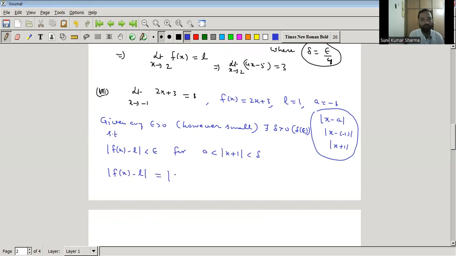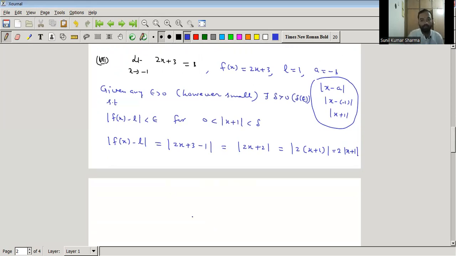What is f(x)? This is 2x plus 3. And what is L? This is 1. So this is equal to mod of 2x plus 2, and we can take 2 common. This is x plus 1. And that is equal to, again, we can take mod of a into b as mod a into mod b. And mod of 2 is 2. So we get 2 mod x plus 1.